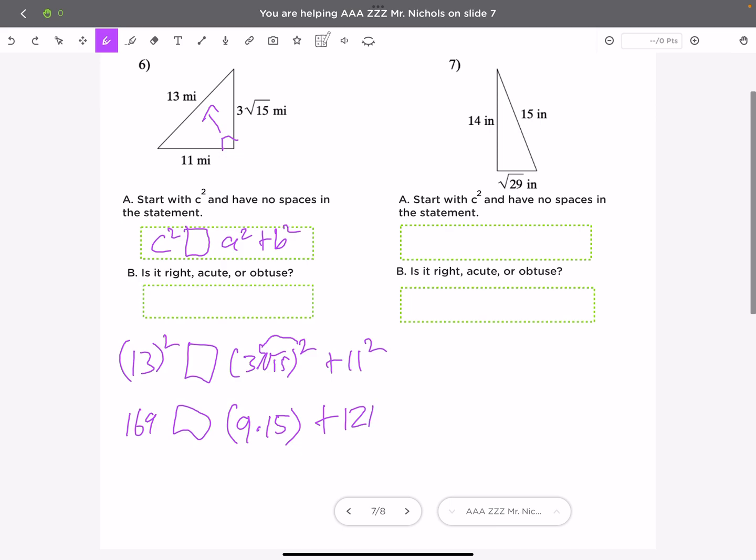Then you just compare it and write it. Now, if c squared is bigger, it's obtuse. If c squared is smaller, it's going to be acute. And of course, the easiest one is if c squared is equal, then it's right.